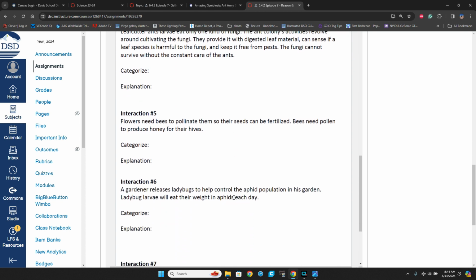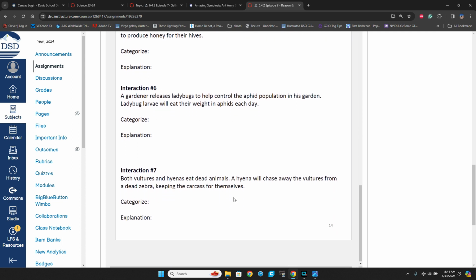Number 5. Flowers need bees to pollinate them so their seeds can be fertilized. Bees need pollen to produce honey for their hives. Is this mutualism, predation, or competition? Number 6. A gardener releases ladybugs to help control the aphid population in his garden. Ladybug larvae will eat their weight in aphids each day. Is this predation, mutualism, competition? And then again, explain.